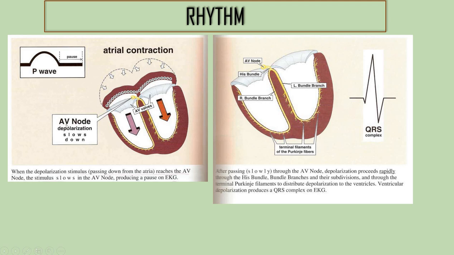Atrial contraction, AV node depolarization slows down. This is AV valves, POFs, and pause. After passing slowly through the AV node, depolarization proceeds rapidly through the bundle of His branches, and their subdivision through the terminal Purkinje filaments to distribute depolarization to the ventricles. Ventricular depolarization produces a QRS complex on the ECG.